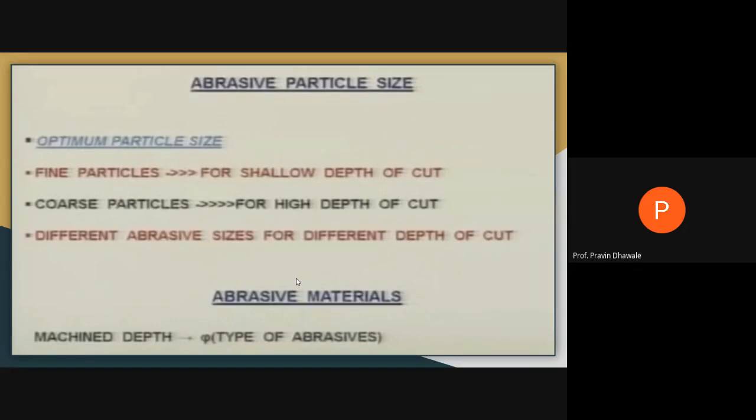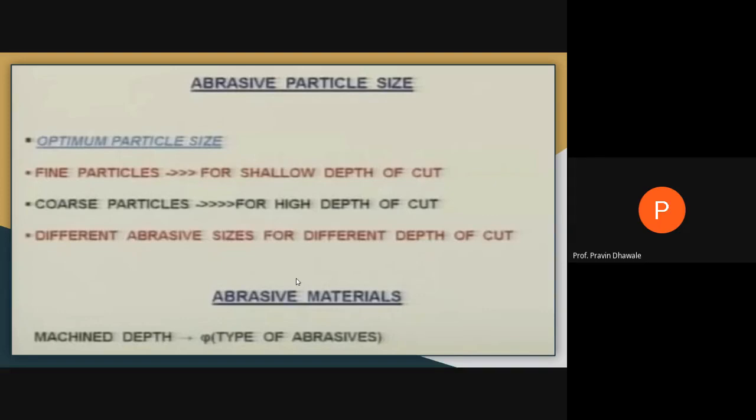The abrasive particle size should be an optimum one. If you are selecting fine particles, they will be utilized for a shallow depth of cut, or fine depth of cut. If you want to remove material in large quantity, that is, a high depth of cut, then you go for the coarse particles. There will be different sizes of abrasives available, and we can choose their sizes by considering different depths of cut.